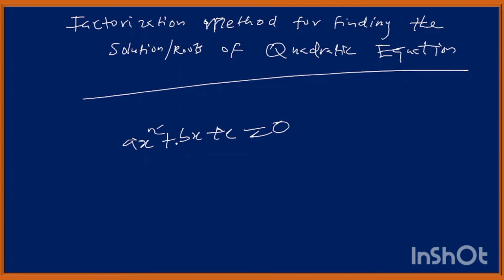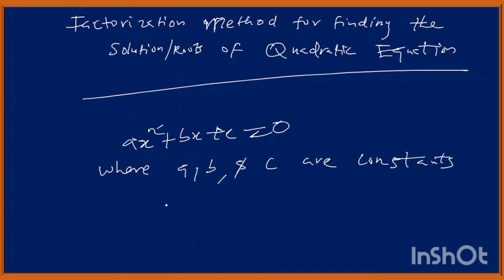So ax squared plus bx plus c is equal to 0 is the general form of a quadratic equation, where a, b, and c are constants, and a mustn't be equal to 0. So that is what we are looking at now. Let's look at how to find the solution to some of this kind of questions.